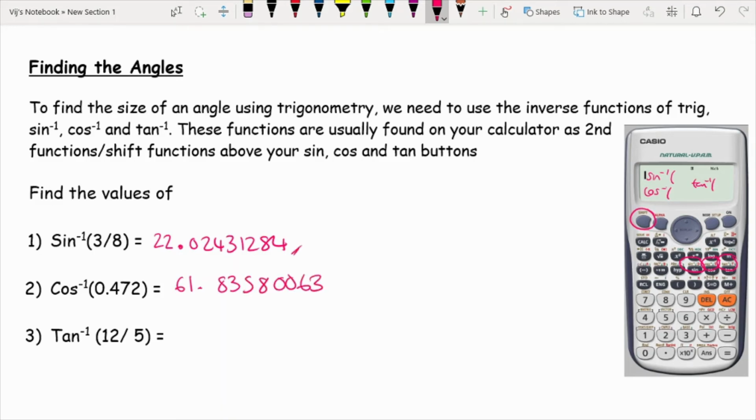61.83580063. And finally, for using the inverse tan, so second function tan minus 1 should come up on your calculator, and then we're going to do 12 divided by 5 equals, and then the correct answer you should have is 67.38013505. Now if you've got those three answers on your calculator, then you have done the correct method and you correctly used your second function or shift function on your calculator.